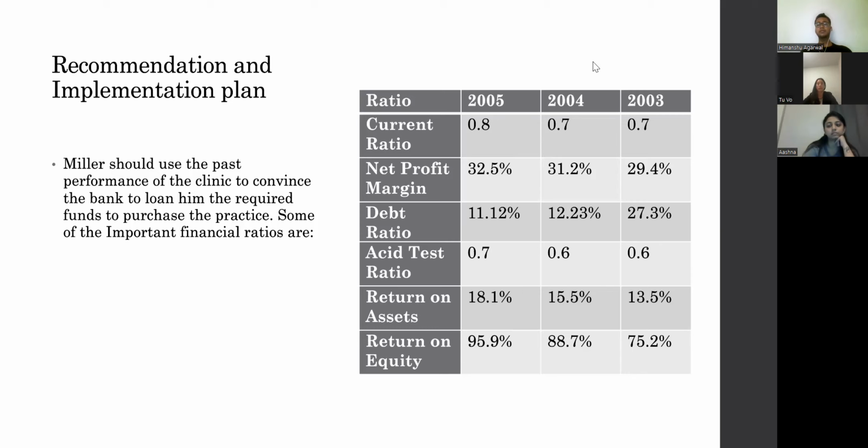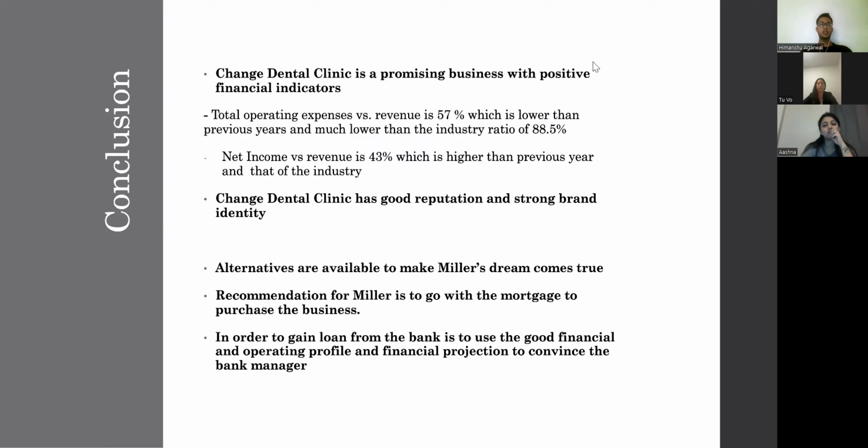Based on the above financial analysis, Chris Miller will be armed to the teeth with enough information to convince the loan manager of his eligibility for financing. The financial performance of the clinic has been overwhelming, and this will make Miller qualify for the bank financing. This is it for the recommendation, and the conclusion will be presented by Cam now.